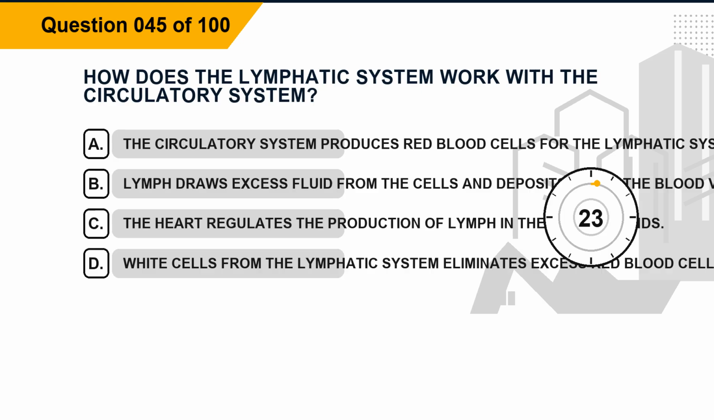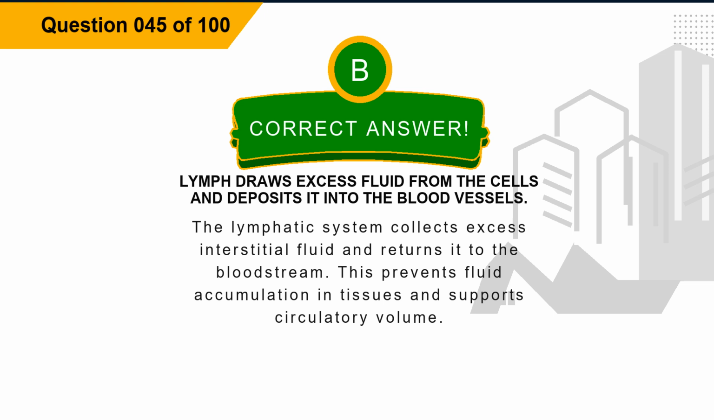Question 45. How does the lymphatic system work with the circulatory system? Option A. The circulatory system produces red blood cells for the lymphatic system. Option B. Lymph draws excess fluid from the cells and deposits it into the blood vessels. Option C. The heart regulates the production of lymph in the lymph glands. Option D. White cells from the lymphatic system eliminates excess red blood cells. The correct answer is option B. Lymph draws excess fluid from the cells and deposits it into the blood vessels. Explanation. The lymphatic system collects excess interstitial fluid and returns it to the bloodstream. This prevents fluid accumulation in tissues and supports circulatory volume.